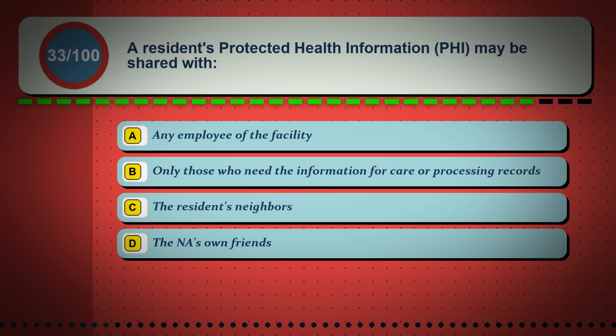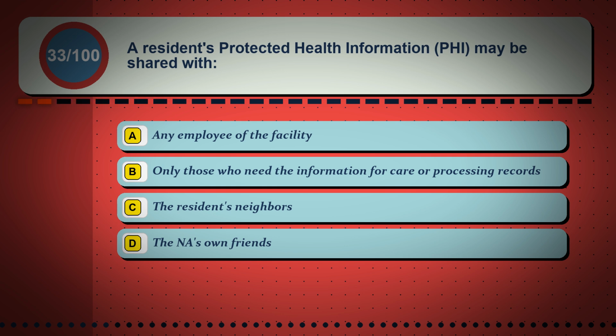Question 33. A resident's protected health information, PHI, may be shared with: Option A. Any employee of the facility. Option B. Only those who need the information for care or processing records. Option C. The resident's neighbors. Option D. The NA's own friends.